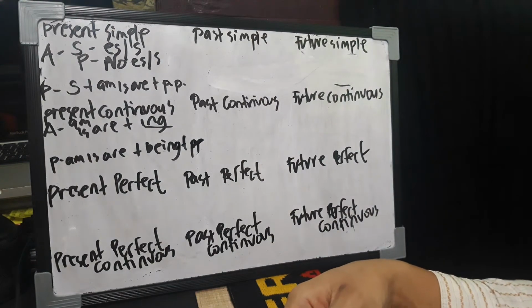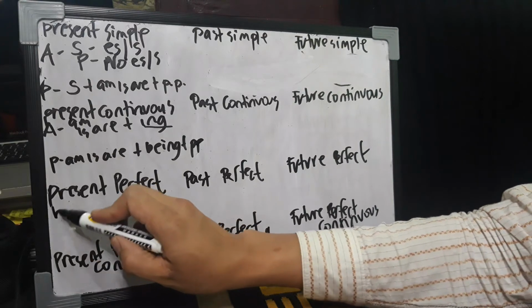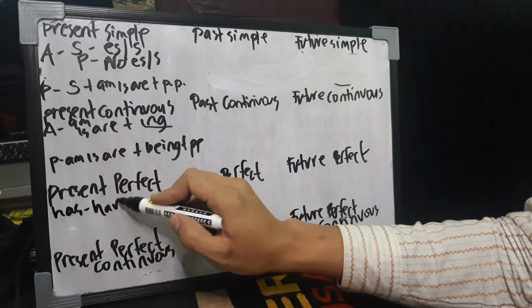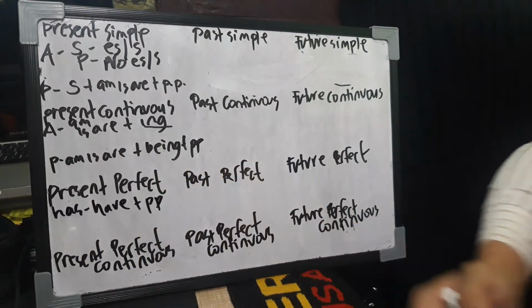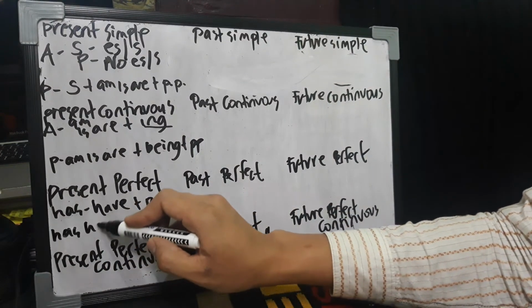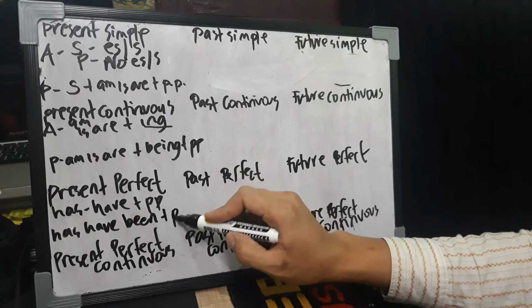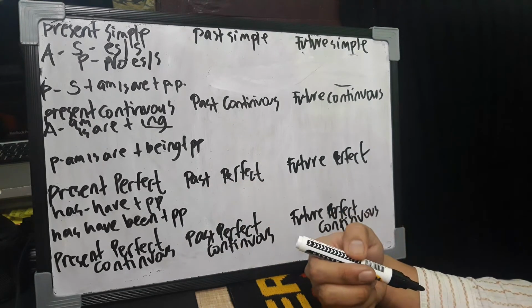Okay? So again, past participle. Present perfect for the active: has, have plus the past participle. For the passive: has, have, been plus the past participle.